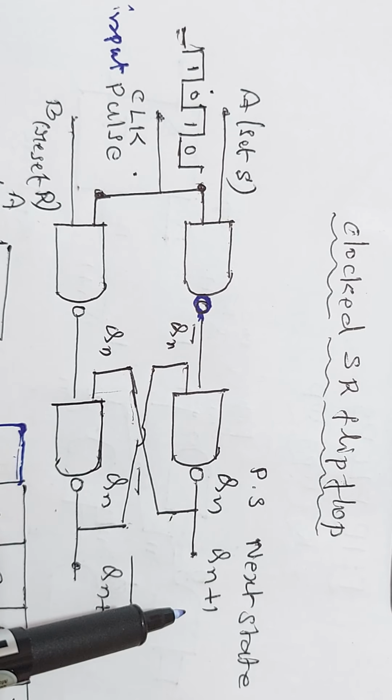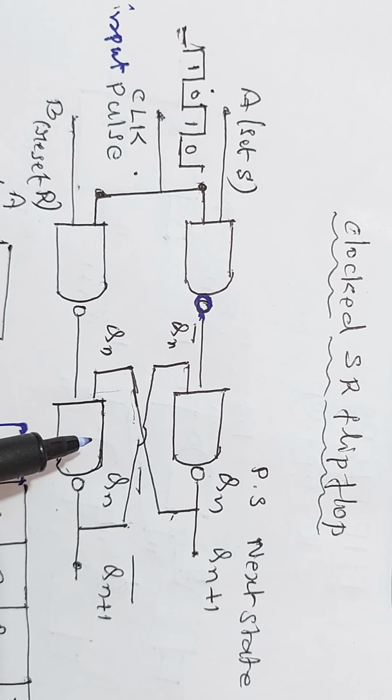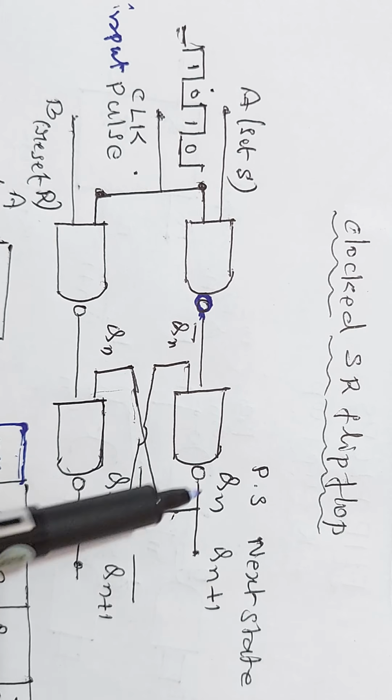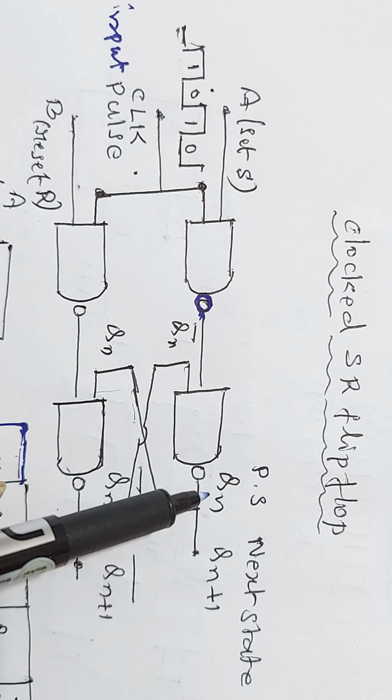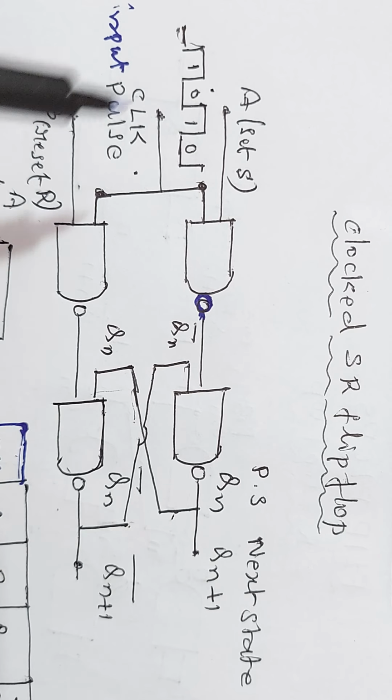And there are 2 outputs, Qn and Qn bar, the previous state outputs. Qn plus 1, Qn plus 1 bar are the next state or final state outputs. That is the output we obtain when the inputs are applied. The previous state outputs Qn and Qn bar are the outputs when no inputs are applied. Now let us study how this clocked SR flip-flop works.